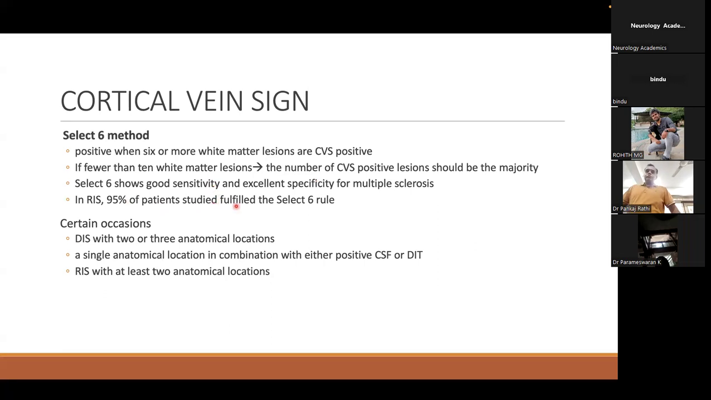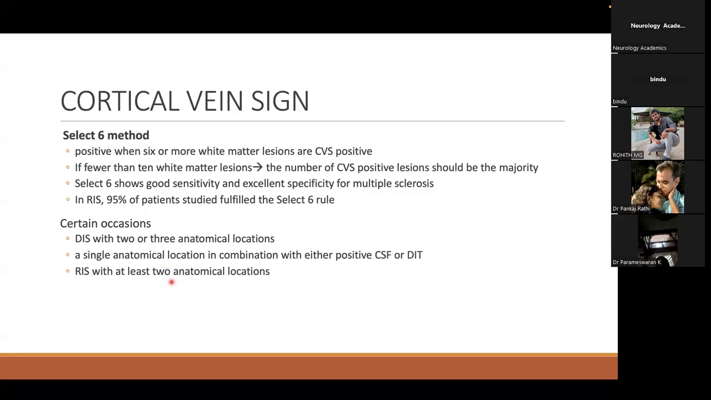And so this central vein sign is relevant because previously, to diagnose MS, we needed dissemination in space and dissemination in time. According to the 2024 McDonald criteria, if dissemination in space is there, that is 2 lesions in at least 2 anatomical regions, then instead of dissemination in time, if the central vein sign is there, we can diagnose MS. And also in RIS, if dissemination in space is there and the central vein sign is there, then we can diagnose it as MS.